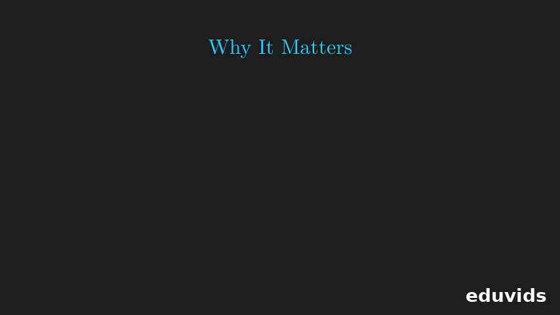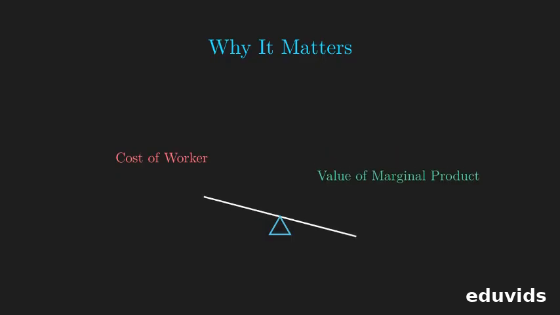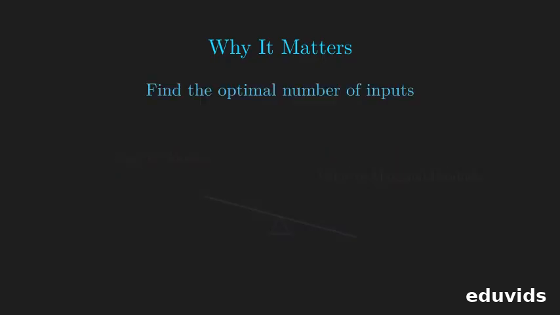Businesses must understand this law to use their resources efficiently. If you were the farmer, how would this information help you decide how many people to hire? You would stop hiring new workers once their additional output no longer justifies their cost. This helps businesses find the optimal number of workers for their fixed resources.